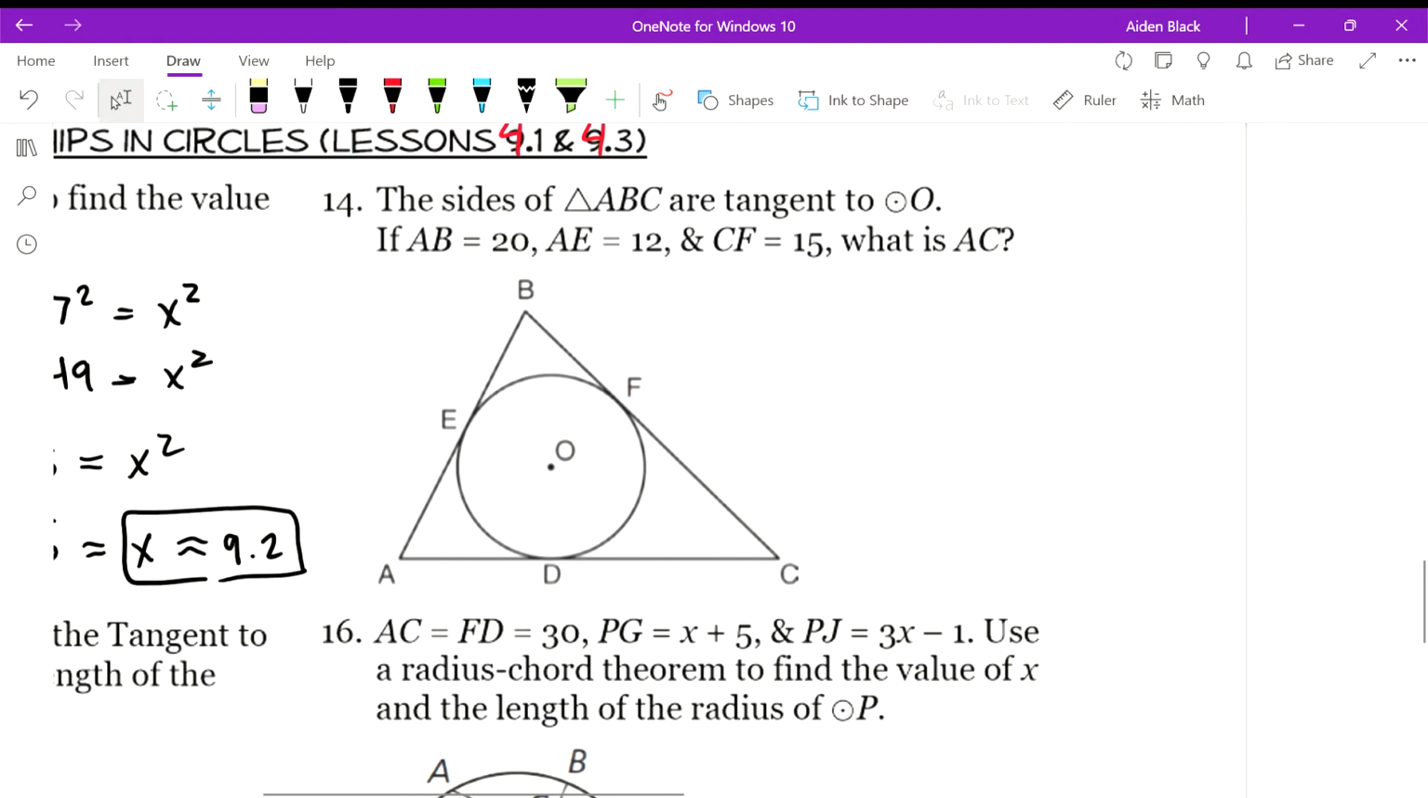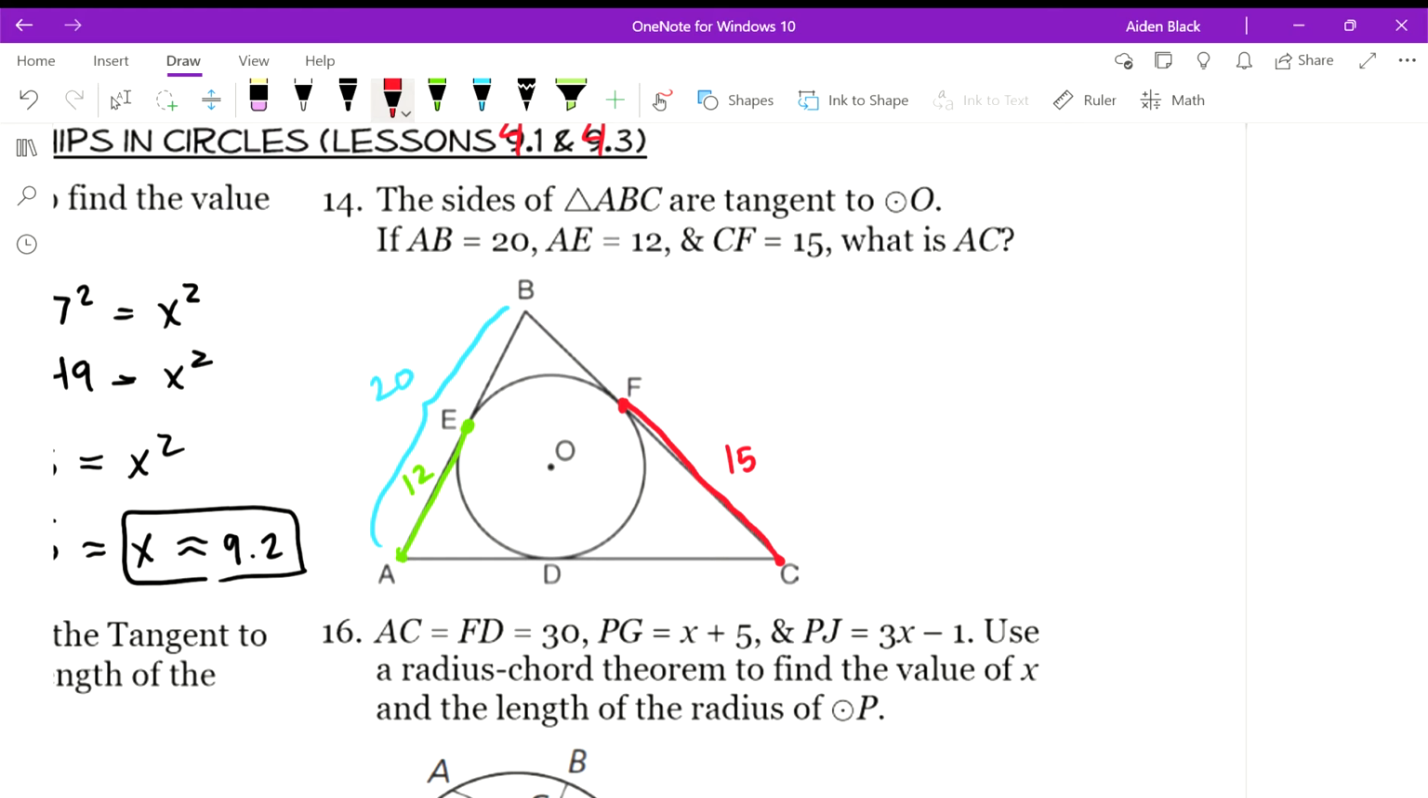You guys know how to do this problem as well. The sides of ABC are tangent to the circle O. If AB is 20, so we really got to be in the habit of writing these out. AB is 20, AE right here is 12, and CF is 15. CF, that is right here. CF is 15.